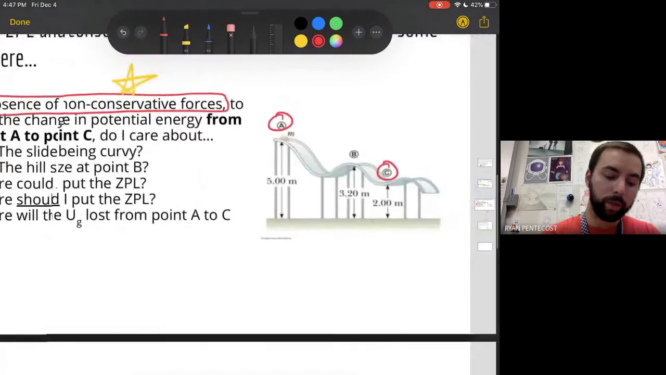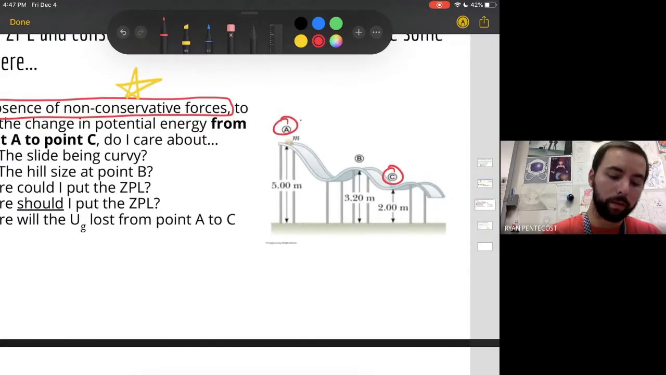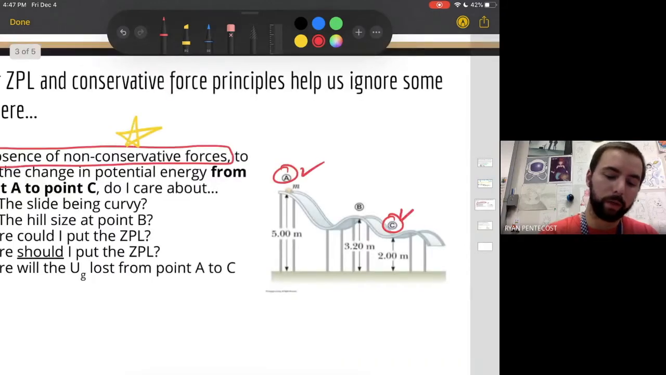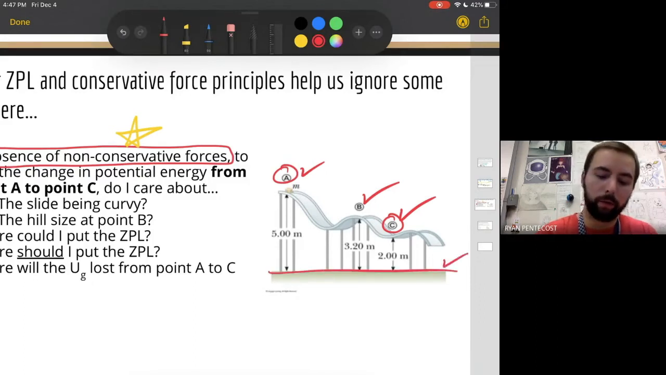We could put the ZPL at point A. That's fine. We could put it at point C. That's fine. We just tried that on our last problem. We even could put it at point B on our last problem. We just put it somewhere in the middle. You could even put it at ground level. That works too. You could find the height of the Eiffel Tower and say, whatever that is, that's our ZPL. Sure, you could. That's legal.